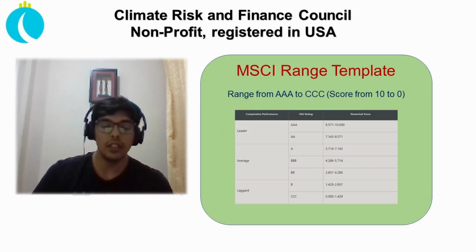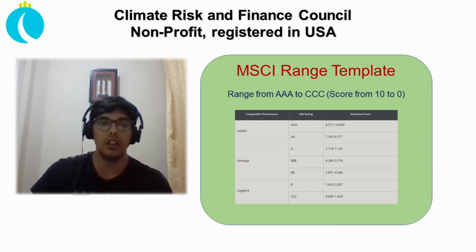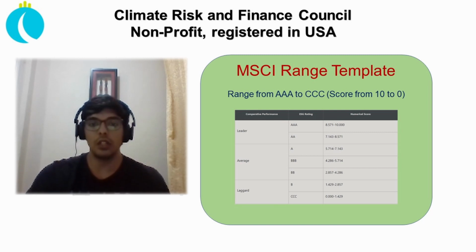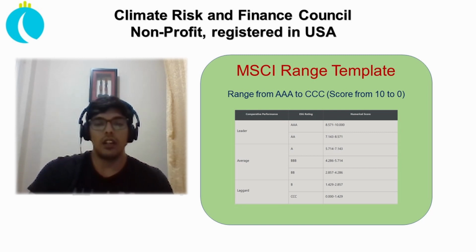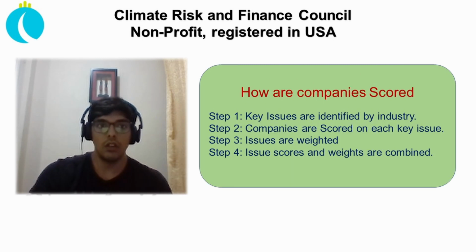So the most famous ESG rating is the MSCI rating template. The rating template has a score from 0 to 10, 0 being triple C, and up to triple A, which is at 10, max at 10. The breakdown is given in the presentation. So, how are the companies scored?